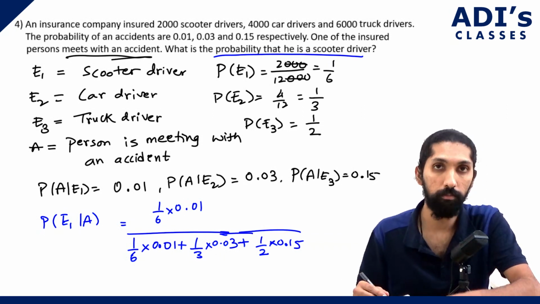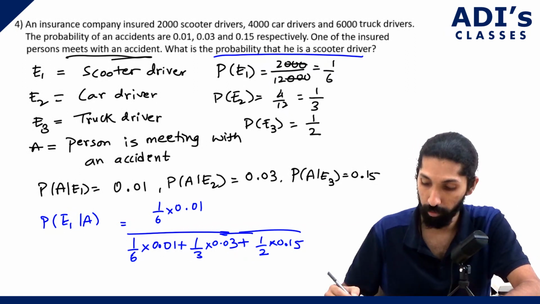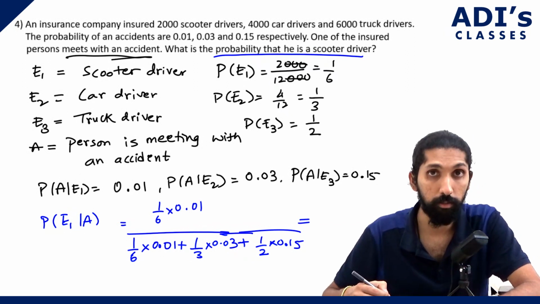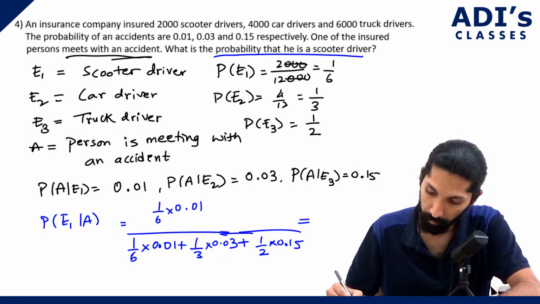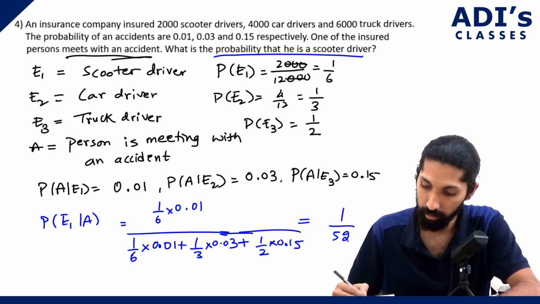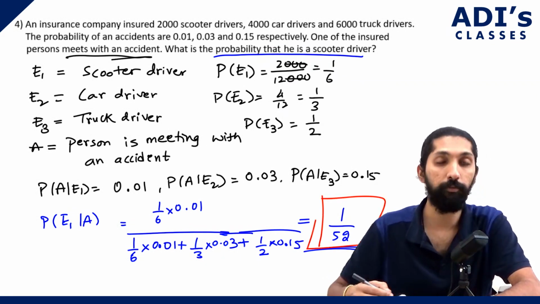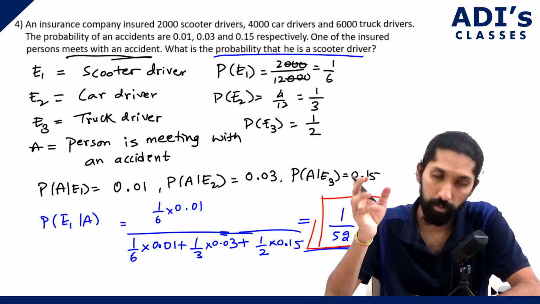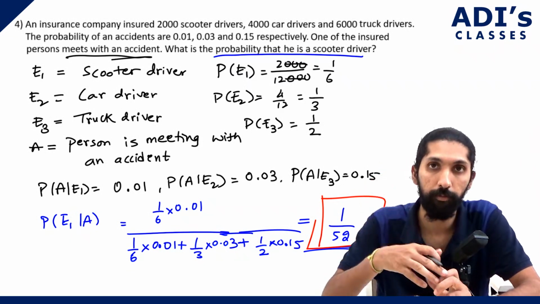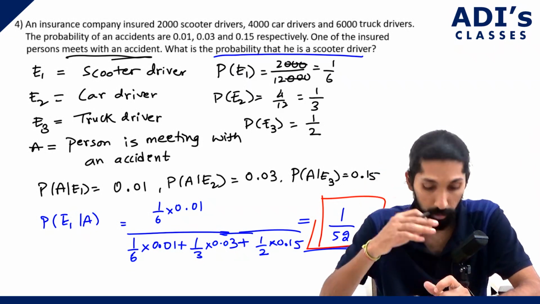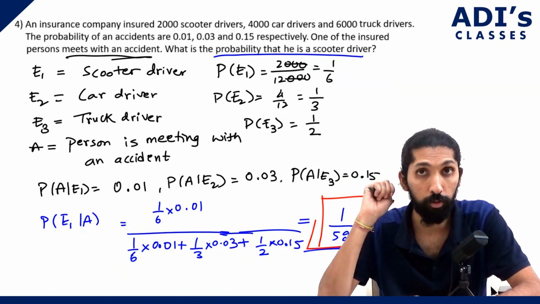Correct? This is the total, whatever the Bayes theorem, if you apply, this is what you will get. So if you solve this one, you will get 1 by 52 as the answer. So the probability is 1 by 52. Very less chance, but still there is a probability of 1 by 52. Fair enough? So this is the answer for the fourth question.